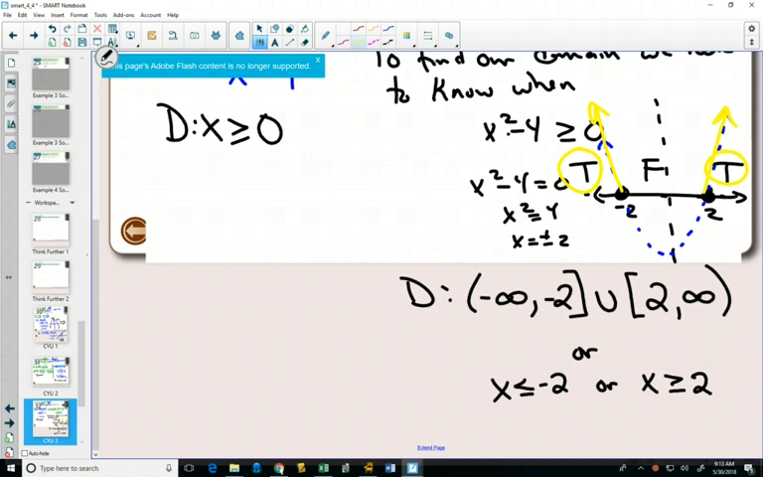Okay, so question 6 has some examples from example 2 and example 3 and question 10.